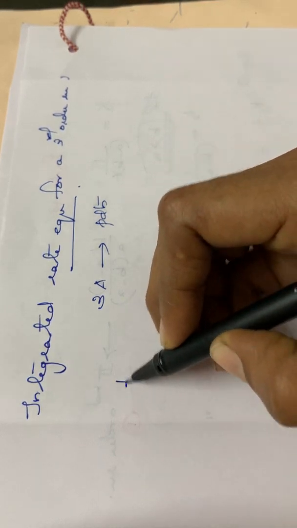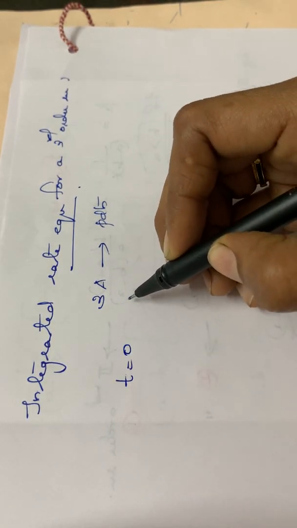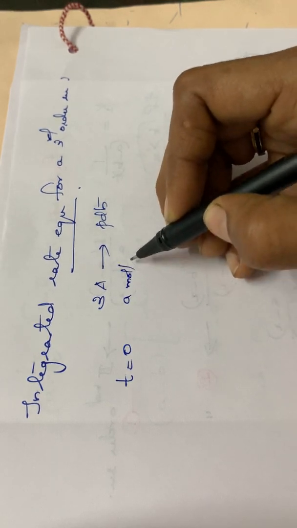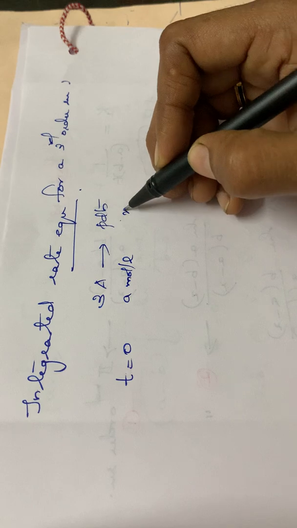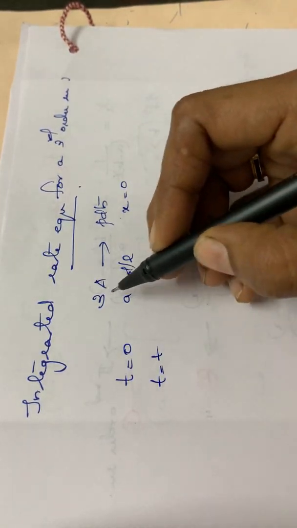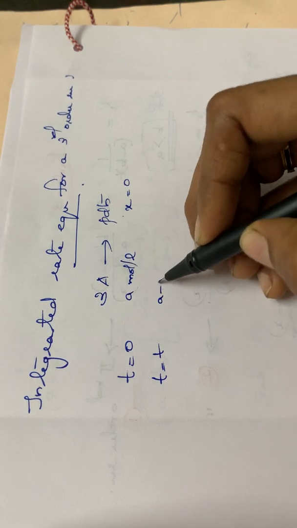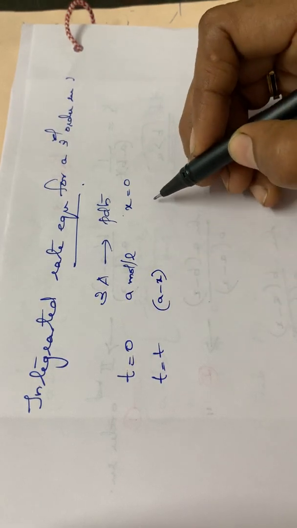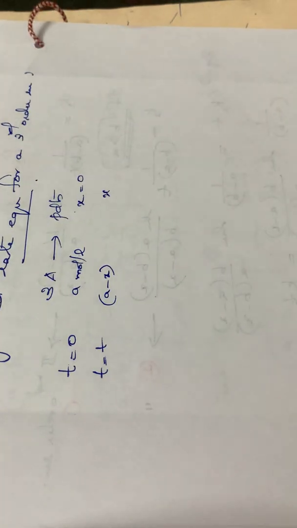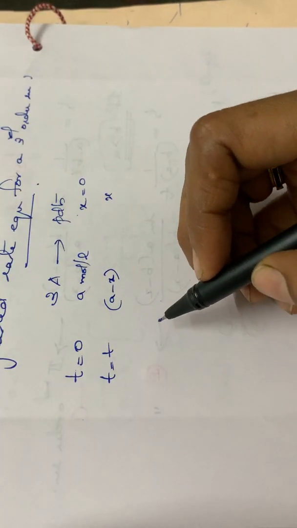So here at time t equal to 0, at the start of the reaction, let the concentration of A be a moles per liter, and the concentration of X be equal to 0. Then after a time t, X moles have dissociated, so the remaining will be a minus x moles per liter. Then you have to write the rate expression.